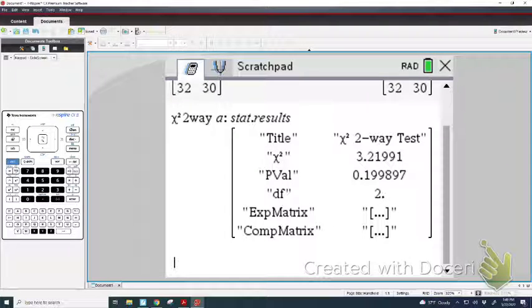It even does degrees of freedom for you. It stores the expected values. We'll have to go find that here in a second. I'll show you how in a minute.